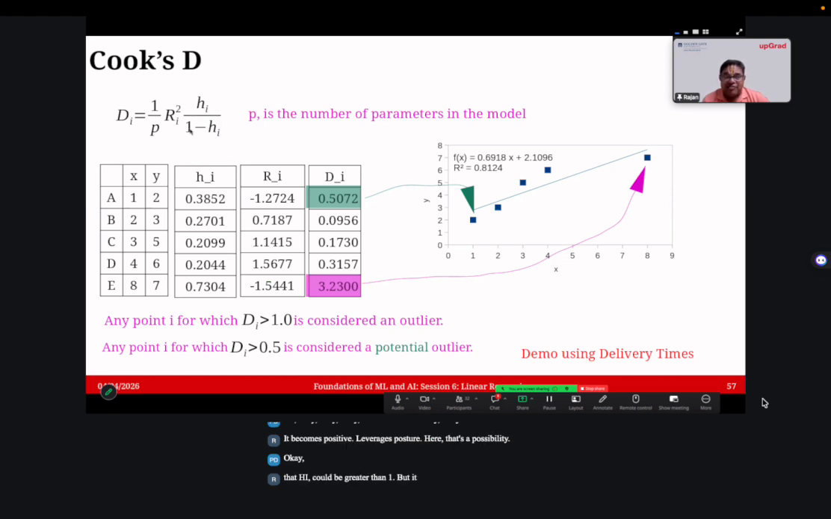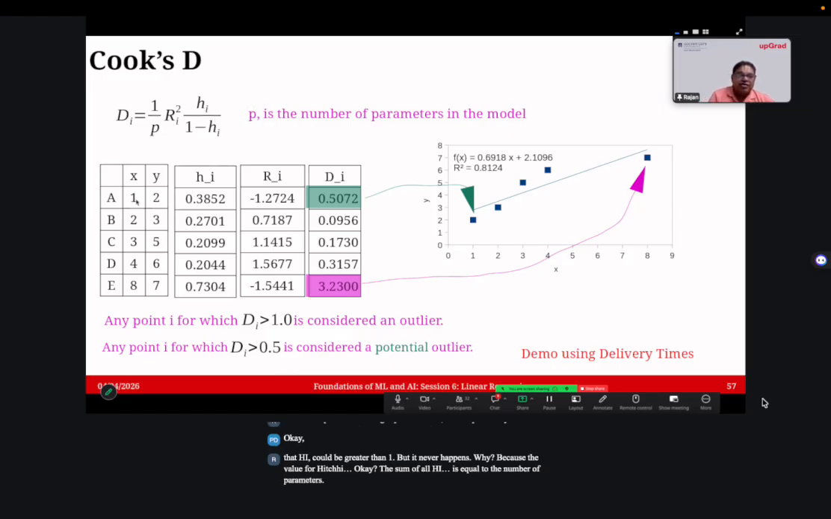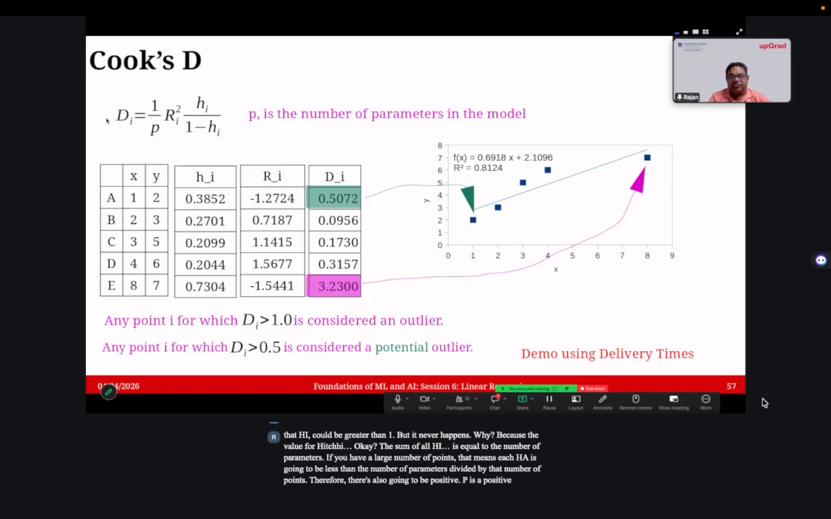But it never happens. Why? Because the sum of all HI is equal to the number of parameters. If you have a large number of data points, each HI is going to be less than the number of parameters divided by that number of points. P is a positive number, so this is always going to be a positive number. Okay, so that's the answer.